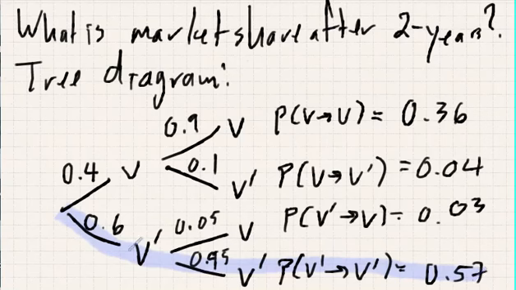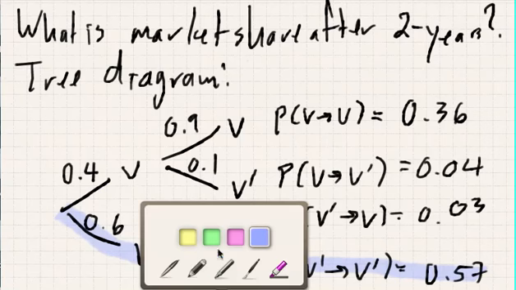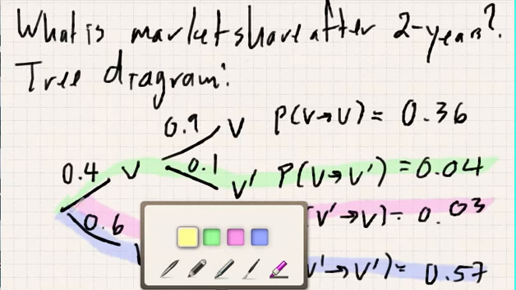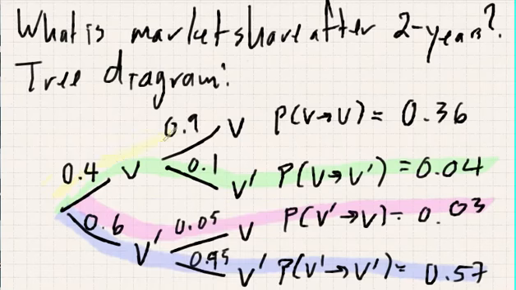That number comes from here. This number comes from here. This number comes from here. And this number comes from here. Okay, so that's where we got these things.